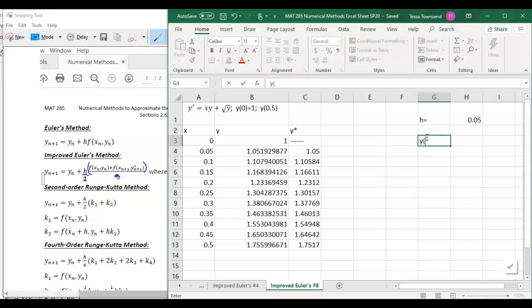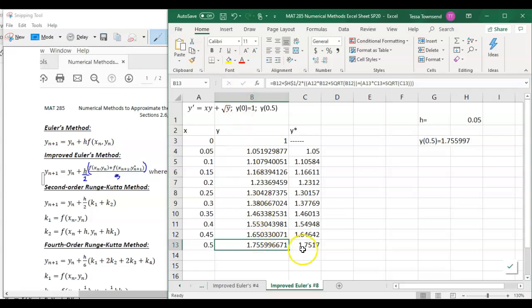So our final answer is 1.755997. I'm going to go quite a few decimal places there. And that's at the step size of 0.05. Okay, that answer is going to be in the Y column. It is not in the Y star column. Final answer.